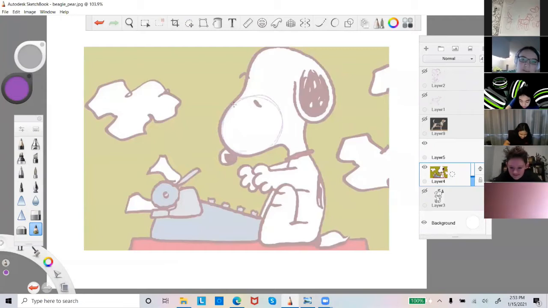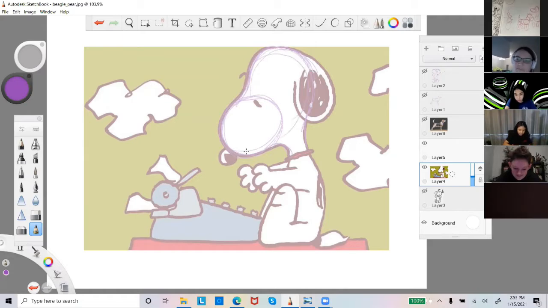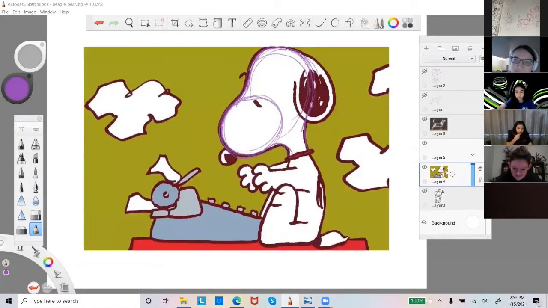He has a big muzzle, right? And then a little hump. And it all kind of flows down into his neck. So if you look, it's kind of like a bean shape going on even for Snoopy's head. Oops, I shouldn't have drawn. That was the wrong layer. Oh well.